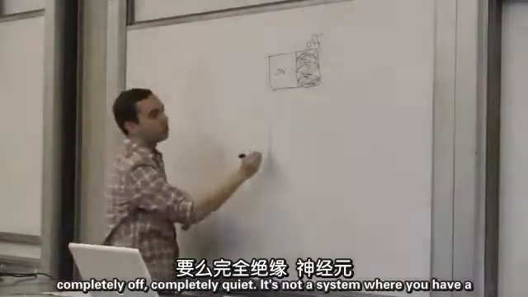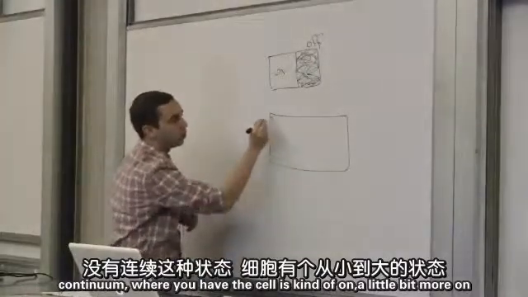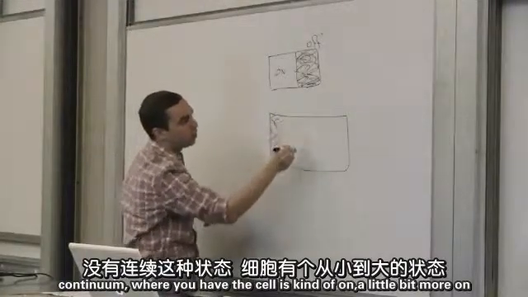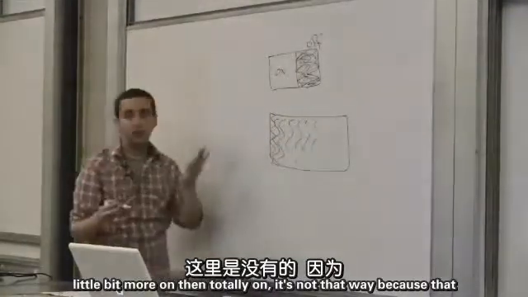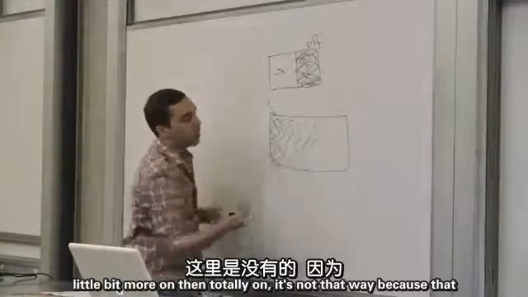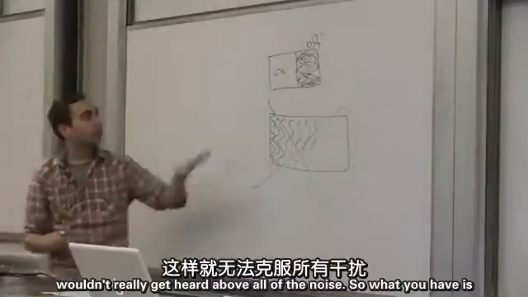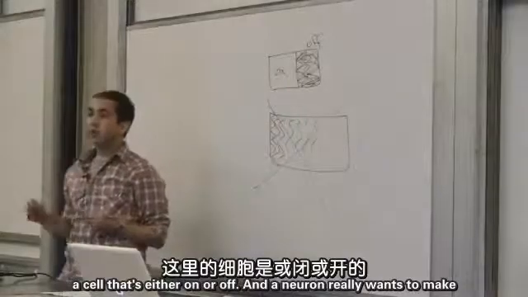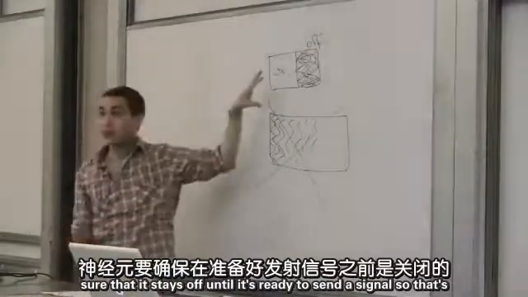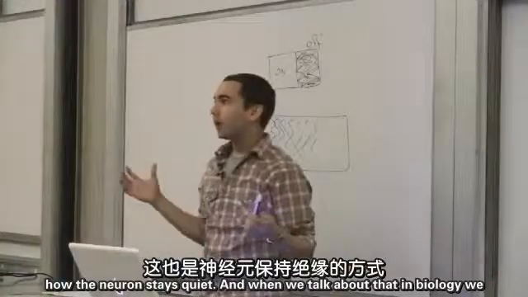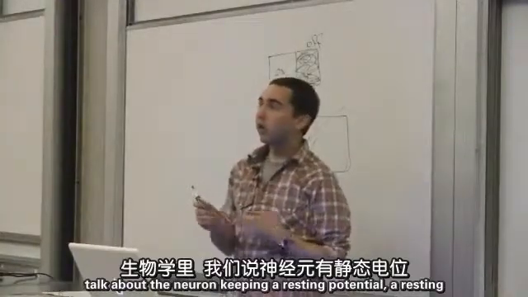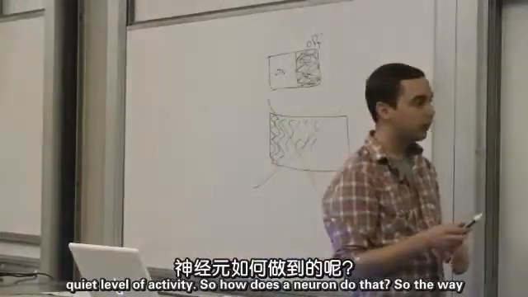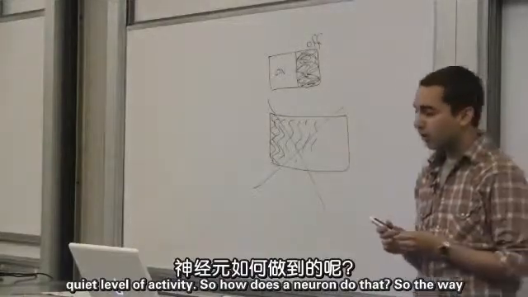It's not a system where you have a continuum, where the cell is kind of on, a little bit more on, and then totally on. It's not that way, because that wouldn't really get heard above all of the noise. So what you have is a cell that's either on or off. And a neuron really wants to make sure that it stays off until it's ready to send a signal. So that's how the neuron stays quiet. And when we talk about that in biology, we talk about the neuron keeping a resting potential, a resting, quiet level of activity. So how does a neuron do that?